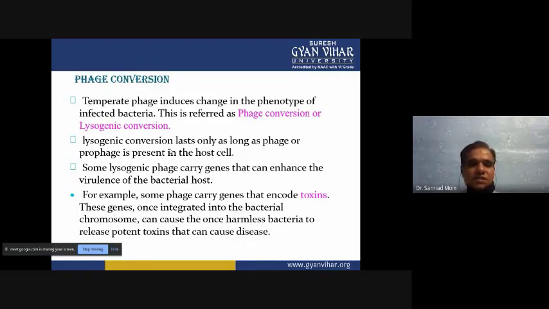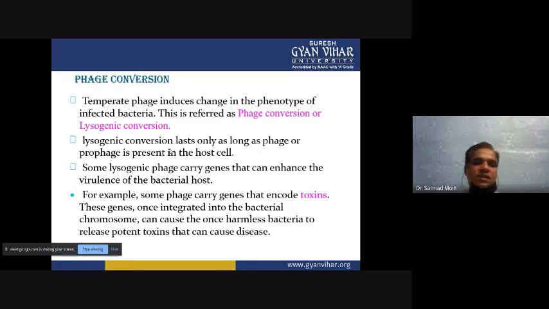So this phage conversion is a change in the phenotype of infected bacteria, and is referred to as phage conversion or lysogenic conversion. Lysogenic conversion, or phage conversion, happens only as long as the phage or prophage is present in the host cell. Otherwise, it will not happen.